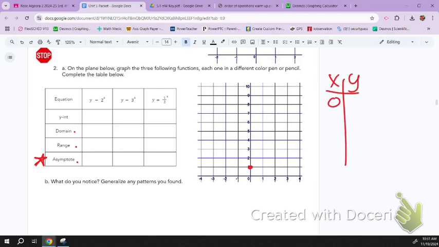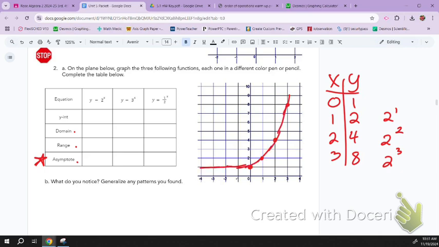The y-intercept is going to be at 1. What's 2 to the first power? 2. What's 2 to the second power? 4. What's 2 to the third power? 2 times 2 times 2. Yeah, what's that? 2 times 2. 8. So let's graph it. Boom. Boom. Boom. That's your first one.